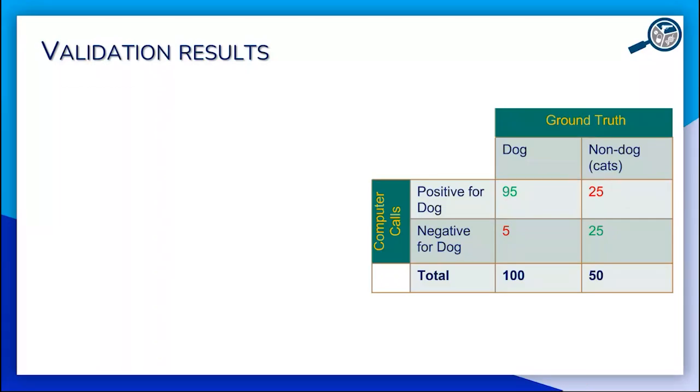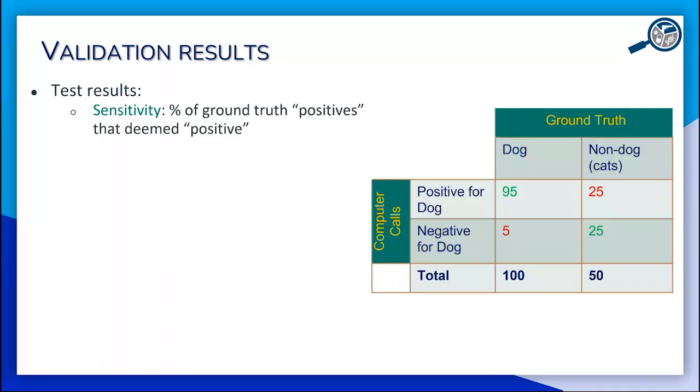And often these results can be described as two metrics: sensitivity. Sensitivity is the proportion or percentage of ground truth positives that are deemed positive. And so our sensitivity for my little study here would be 95%, which would just be 95 divided by 100.